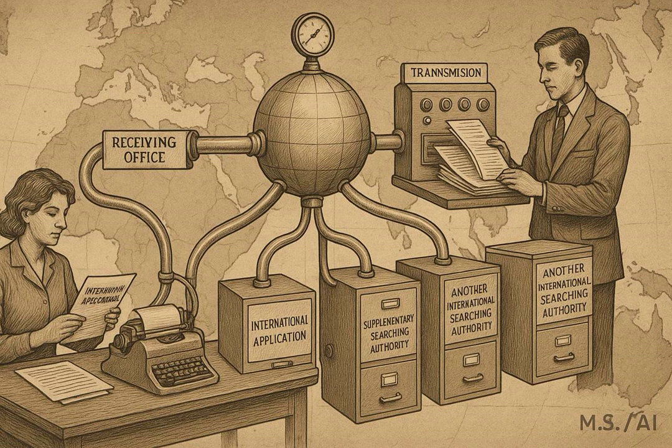Right, choosing that authority. That comes back to the strategy, doesn't it? You'd pick based on language or technical specialization or maybe database access you think they have. Exactly. You're selecting the ISA whose specific capabilities seem most likely to uncover the kind of prior art you're concerned about, complementing the initial search.